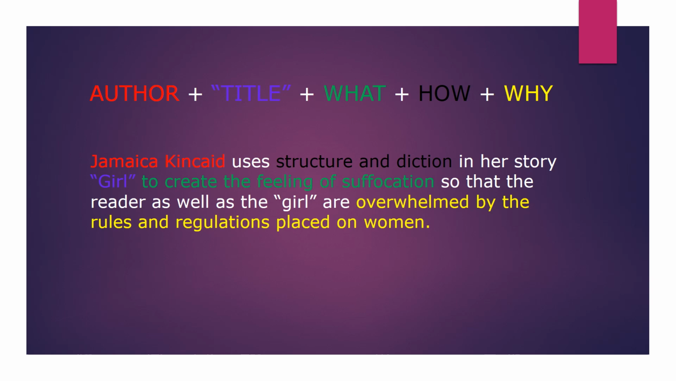Okay, so this sentence really spells out exactly the direction of the paper. There's no guessing game here. The reader is fully aware of where this paper is headed, okay? First, we know that the author of the literature is Jamaica Kincaid. We know that we're talking about a story called Girl. All right, we know that the story is about the feeling of suffocation, the feeling of being trapped. Now, how does Jamaica Kincaid present this idea? She uses structure and diction.